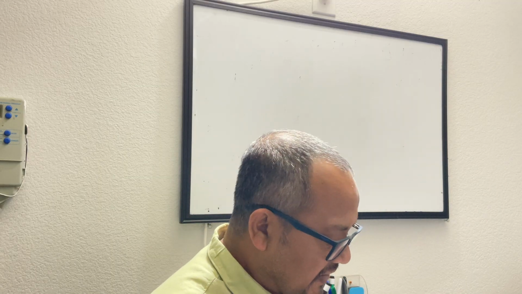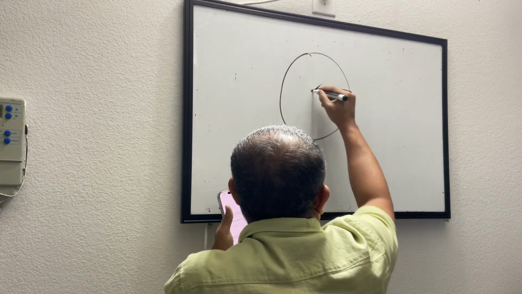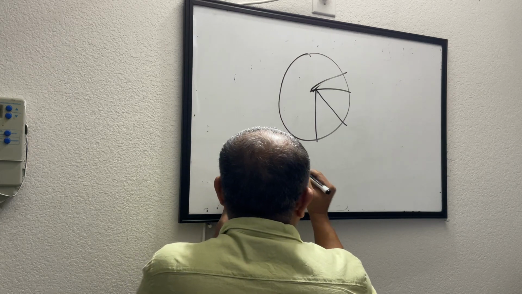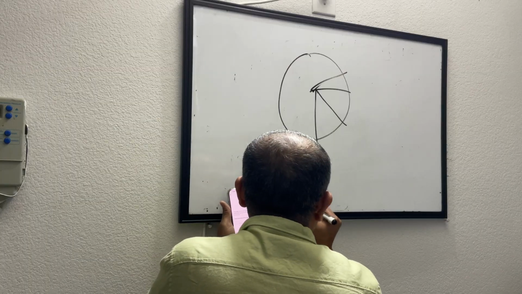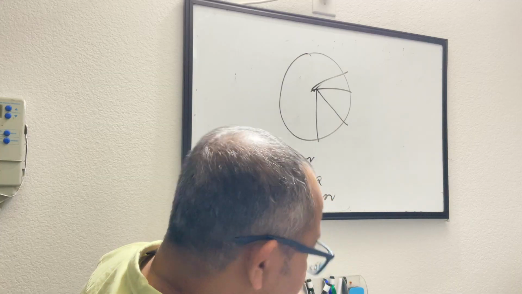Ivan, Bella and Ian, three friends, agreed to share a pizza which was cut into 10 slices. So there was a pizza which was cut into 10 slices, okay? There were 10 slices. There are three friends, Ivan, Bella and Ian. They agreed to share a pizza which was cut into 10 slices.